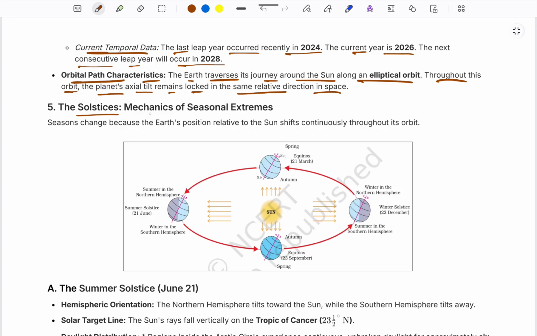The solstice, mechanics of seasonal extremes. Seasons change because Earth's position relative to the Sun shifts continuously throughout its orbit. Okay, so this is the Sun, and these are the Earth. Like this is Earth here, here, here, here, and they change position from west to east.